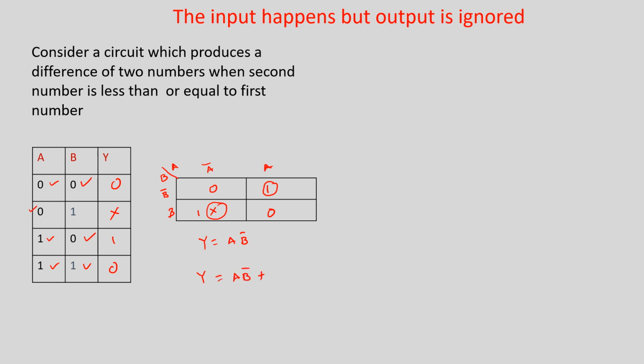And for this, we are getting the answer A bar B. So instead of getting reduced, it is increasing. So we are not going to use the don't care in this case. Let us take one more example.